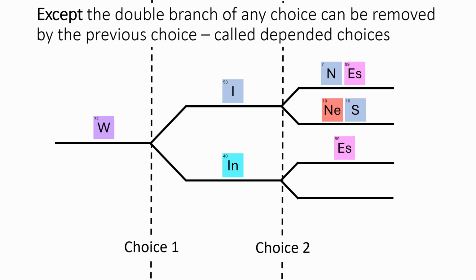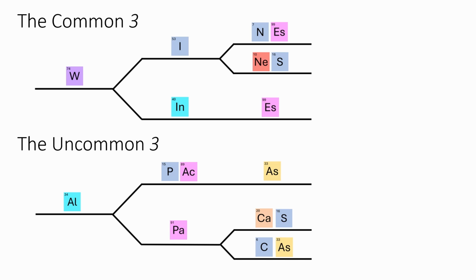When we talked about dependent choices, we saw that they exist when a choice appears before the 2 branches of the previous choice converge. When we looked at the common versus the uncommon 3, we saw that most often this happens 1 letter after the first choice is made, and slightly less commonly 2 letters after the first choice was made. In both cases, we see that the two choices are very close in proximity to each other.